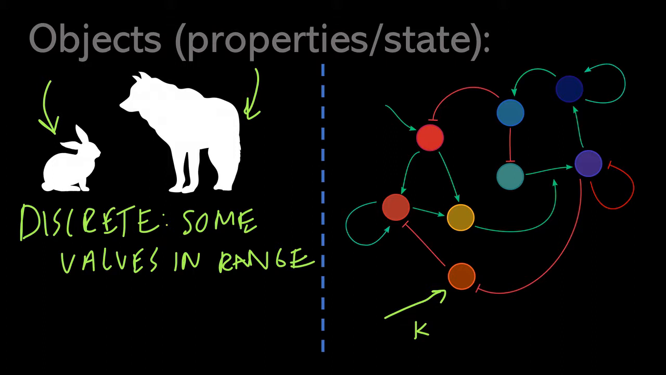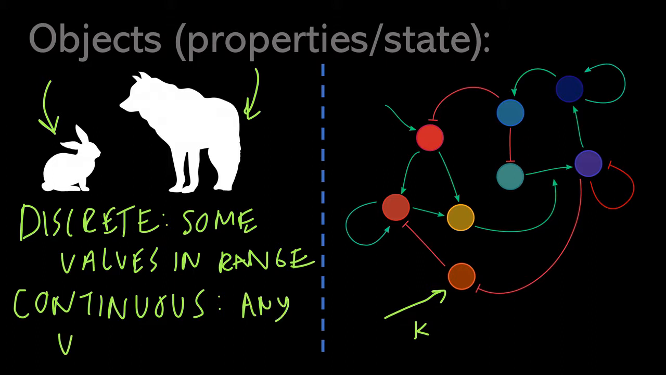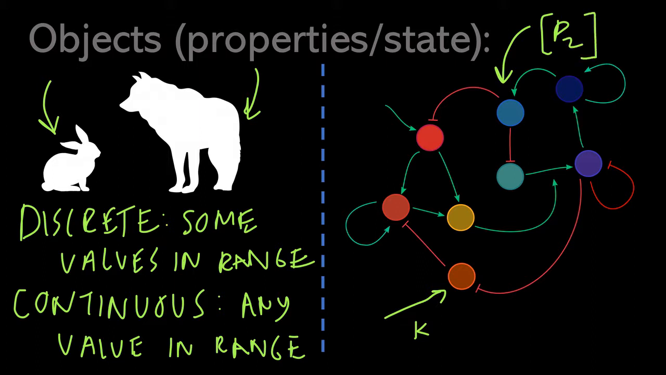And then next is continuous. And a continuous variable can take on any value in a range. And so you might imagine that a protein species concentration would be a continuous variable. It's going to take on some decimal point concentration within a range of reasonable physiological protein species concentrations.